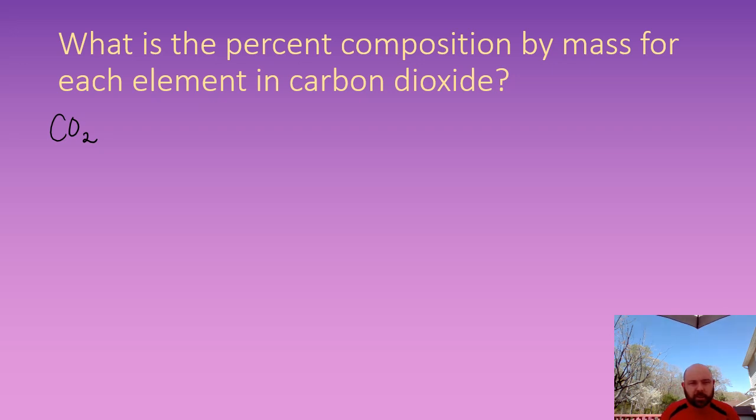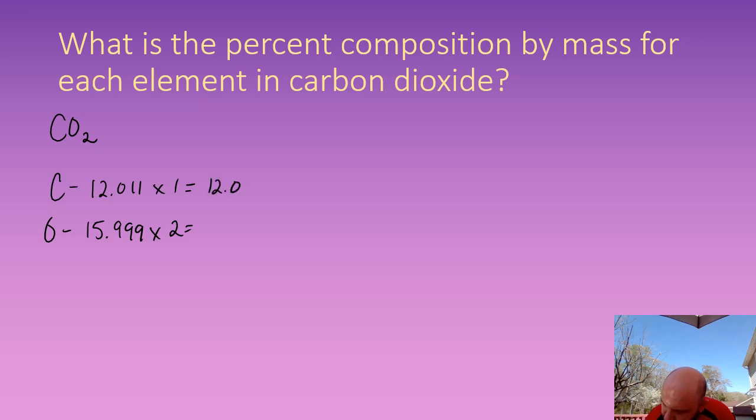CO2. And we've seen how we're going to use the atomic mass units, the atomic weights of each of these atoms from the periodic table to compare their masses to determine percent composition. Carbon has an atomic weight of 12.011 atomic mass units. Oxygen has an atomic weight of 15.999 atomic mass units. There is one carbon in carbon dioxide. There are two oxygens in carbon dioxide. The total amount of carbon is 12.011 atomic mass units.